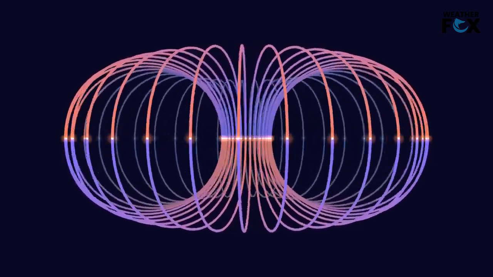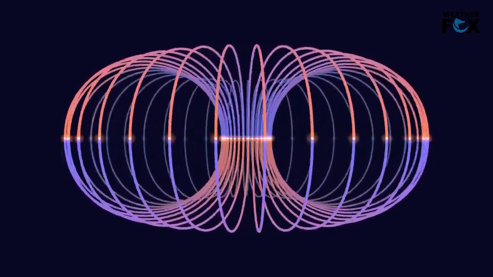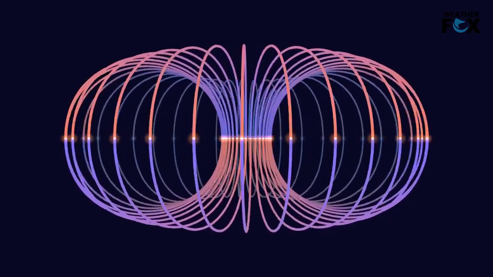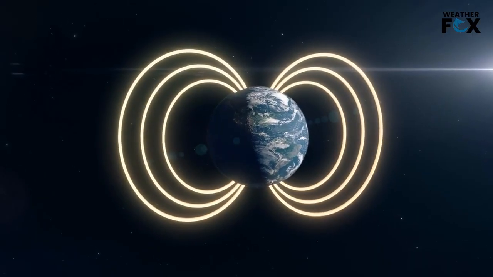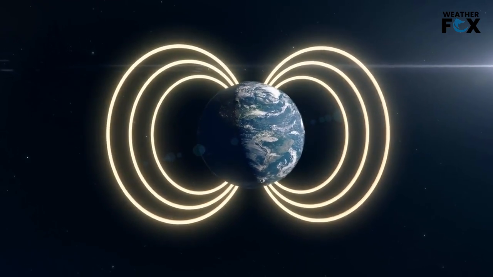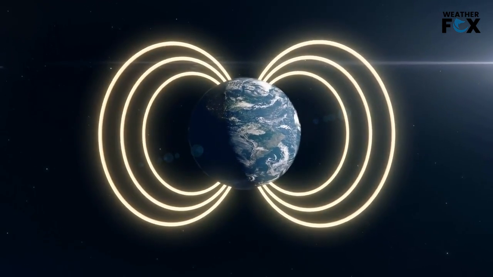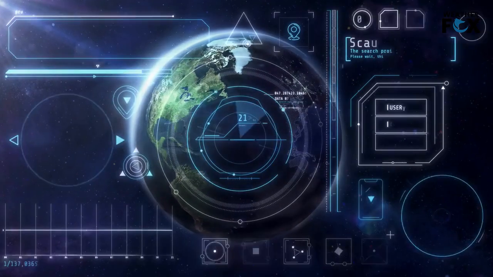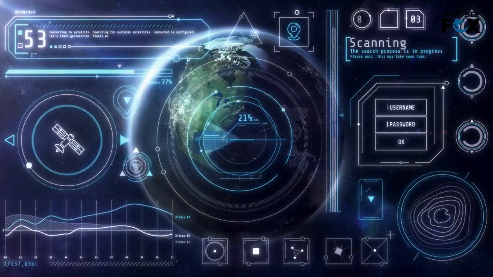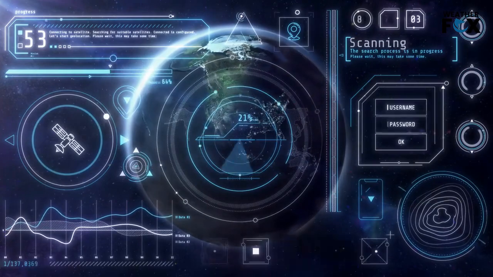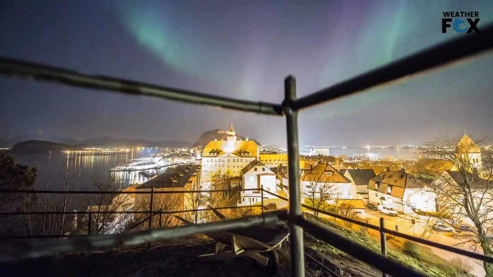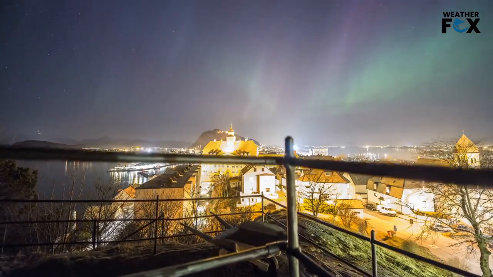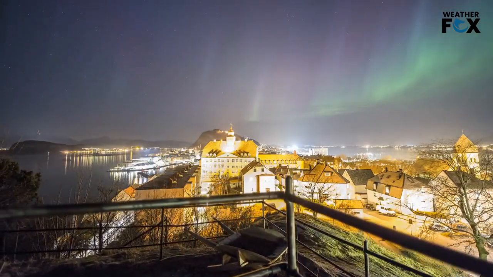Earth's magnetic field is one of the planet's most important yet least understood forces. It acts as an invisible shield that protects life from harmful solar radiation. But did you know that Earth's magnetic field also plays a role in influencing global weather? Scientists have been studying the connections between geomagnetic activity and atmospheric conditions for years.